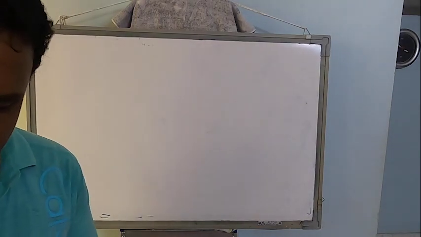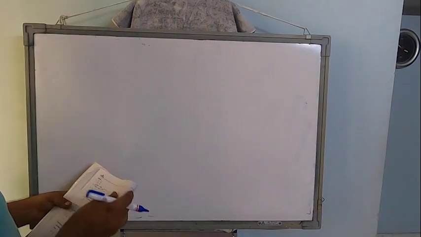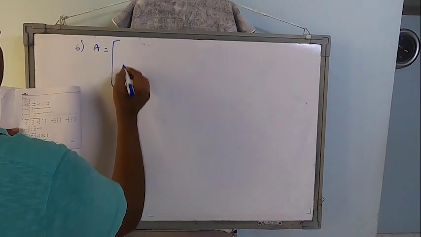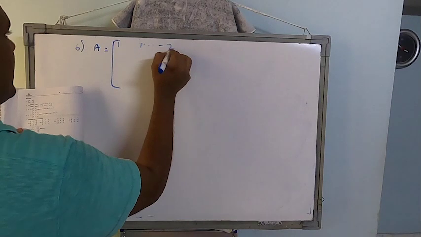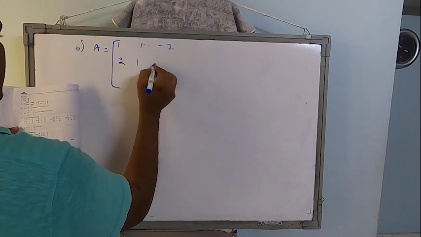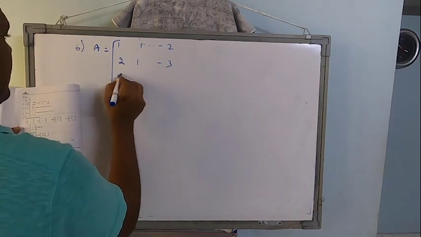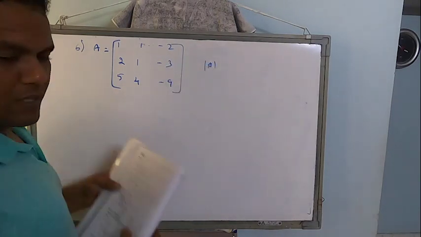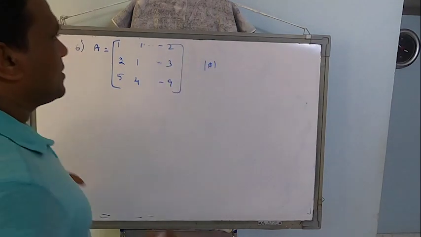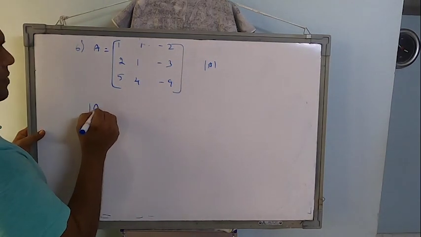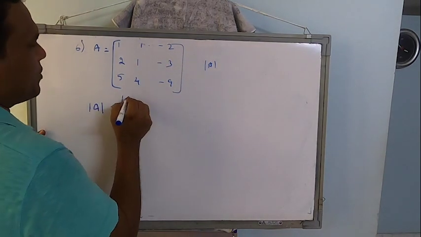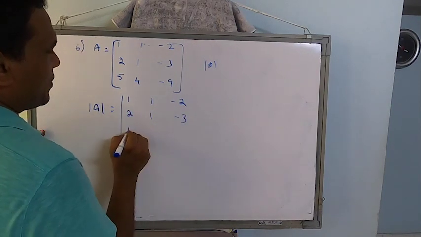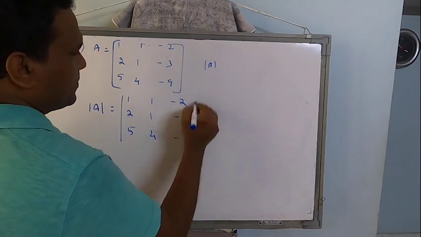So what is given to us in the sixth main? Okay. So in the sixth, a matrix A is given to us. 1, 1, minus 2, 2, 1, minus 3, 5, 4, minus 9. Then we just need to find out the determinant of this matrix, correct? So let us convert the matrix. So determinant 1, 1, minus 2, 2, 1, minus 3, 5, 4, minus 9.